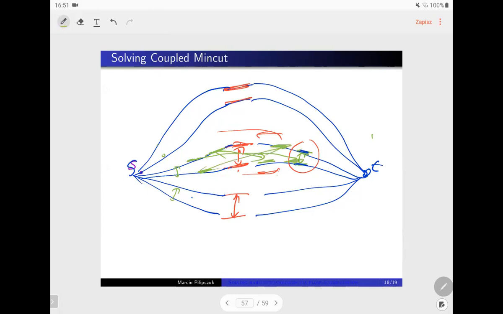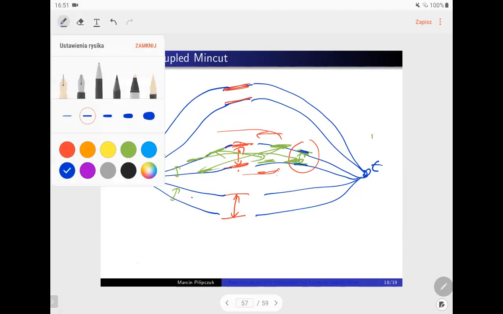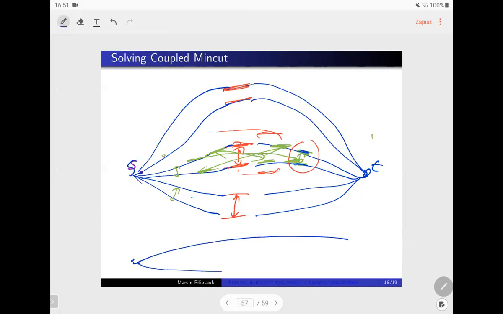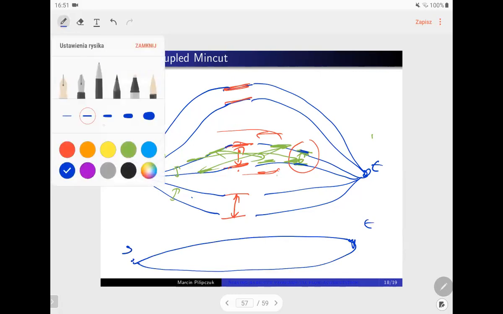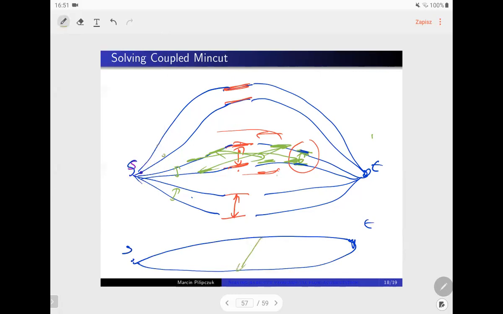Maybe just drawing it once again, like drawing a special zooming picture here. This is S and T, and all the options to cut on these flow paths are nested. This is coupled with this one, this is coupled with this one, this is coupled with this one, etc. Okay, so this is how it really looks.